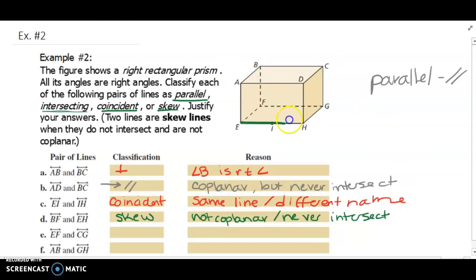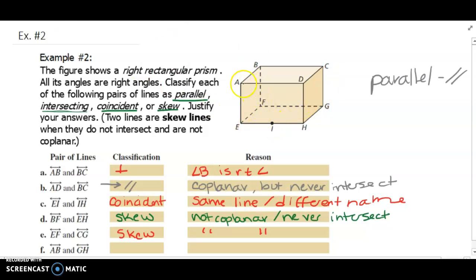Okay. All right, now part E, EF, which is right here, and CG, which is right here. What kind of lines are these? These are also skew lines for the same reason above. So I'm just going to put quotes. All right, last one.